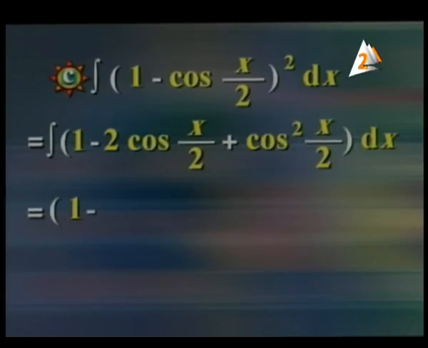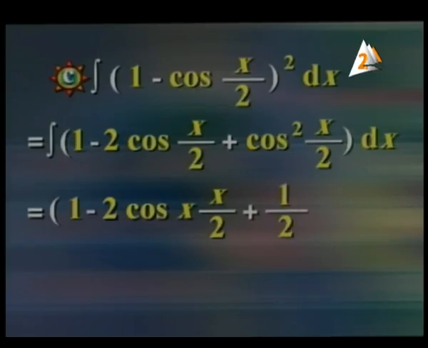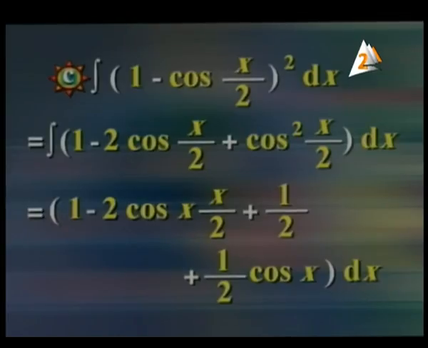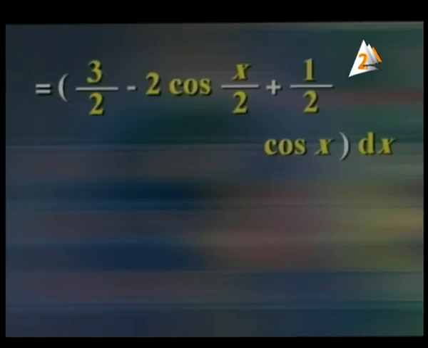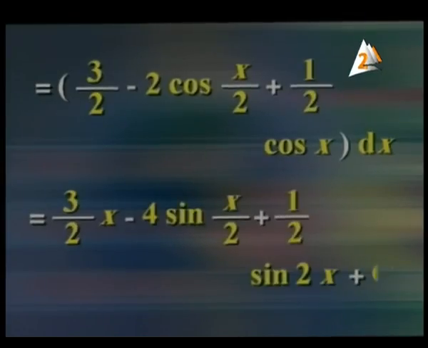After that, dear student, 1 minus 2 cosine x over 2 dx plus 1 over 2 plus 1 over 2 cosine x dx. Therefore, the answer is 3 over 2 minus 2 cosine x over 2 plus 1 over 2 cosine x dx. Therefore, the integration becomes 3 over 2 x minus 4 sine x over 2 plus 1 over 2 sine x plus c.